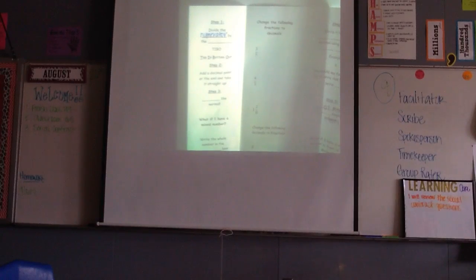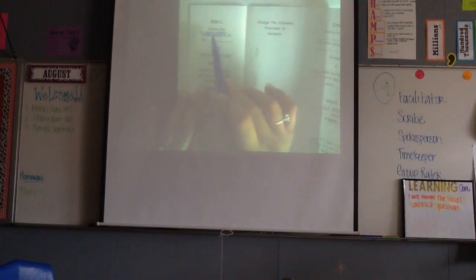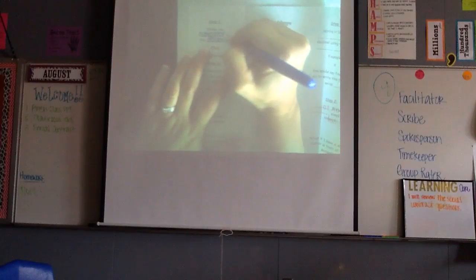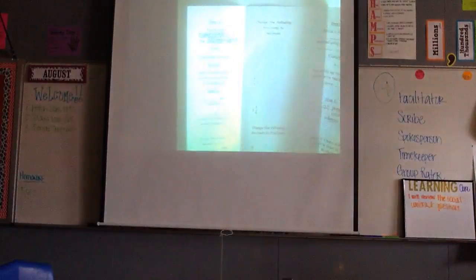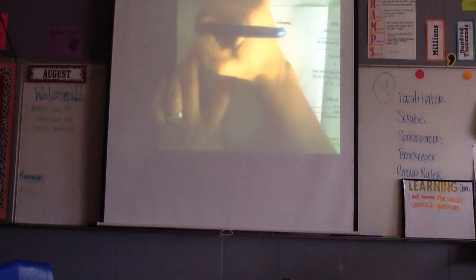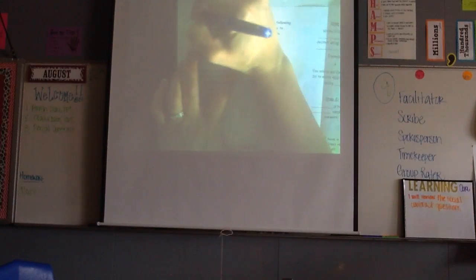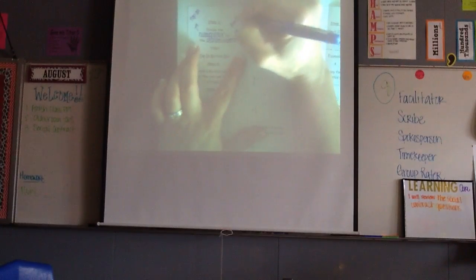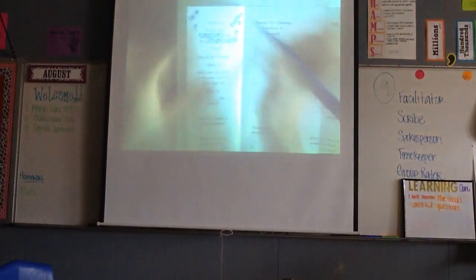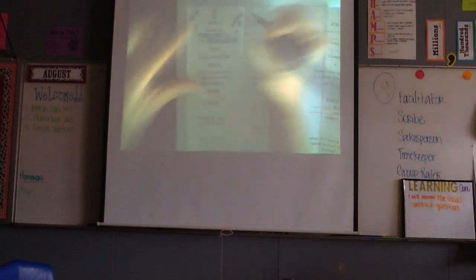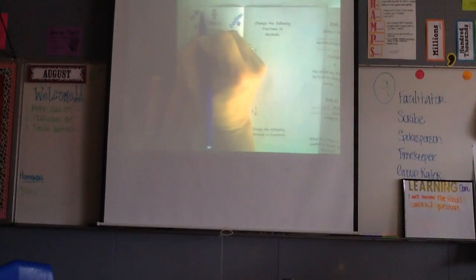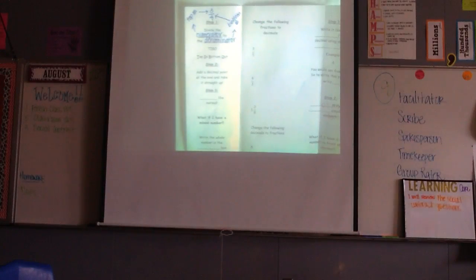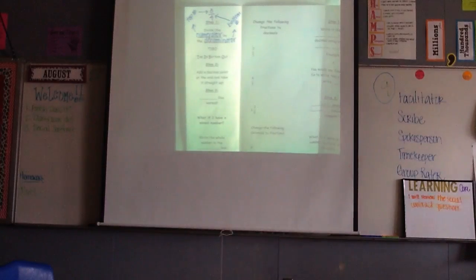So to change a fraction to a decimal, we're going to divide the numerator by the denominator. And if you've forgotten what is what, the numerator is the top number, and the denominator is the bottom number. Okay, so if I gave you the example 3/4, the numerator would be the 3, and the denominator would be the 4. So step 1 says to divide the numerator by the denominator.